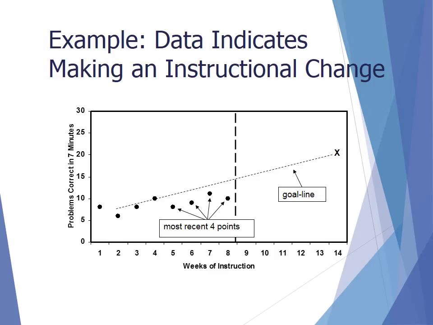Here is another example of visual analysis using the probes and Enrich. So looking at this graph, is my student progressing at an acceptable rate? As you can see in this example, there are at least 4 consecutive data points below the goal line. So no, this student is not progressing at an acceptable rate.